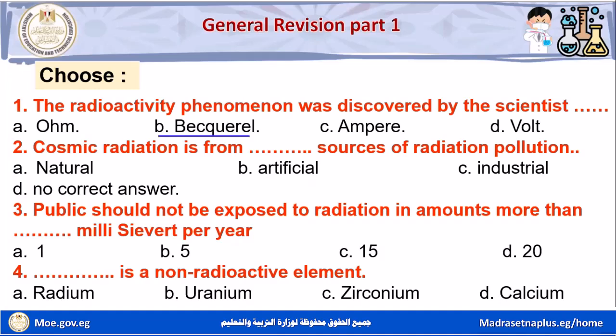Question number 2. Cosmic radiation is from space sources of radiation pollution. Letter A, natural. Letter B, artificial. Letter C, industrial. Letter D, no correct answer. Cosmic radiation is from natural sources of radiation pollution.